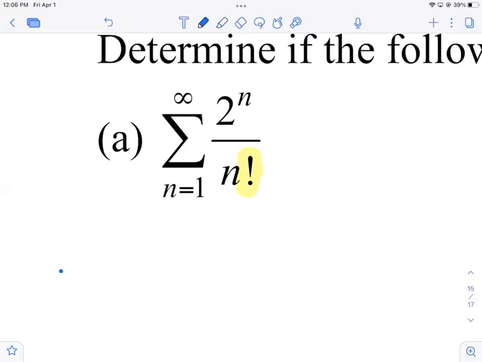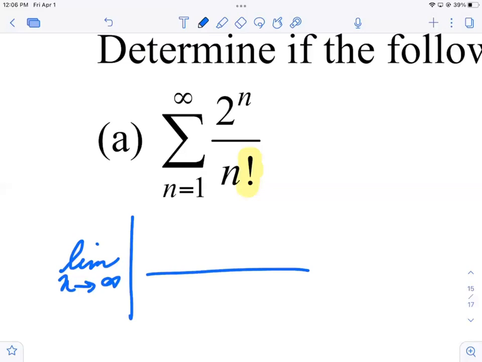Here's the ratio test. We're going to take the limit as n goes to infinity of the absolute value of. Now, here's how you get the n plus first term. To get the n plus first term, all you do is replace n in the rule of the sequence with n plus 1. So this becomes 2 to the n plus 1 power all over n plus 1 factorial. I'll put both of them in parentheses. That's the n plus first term, all over the nth term, which is just the rule of the sequence.